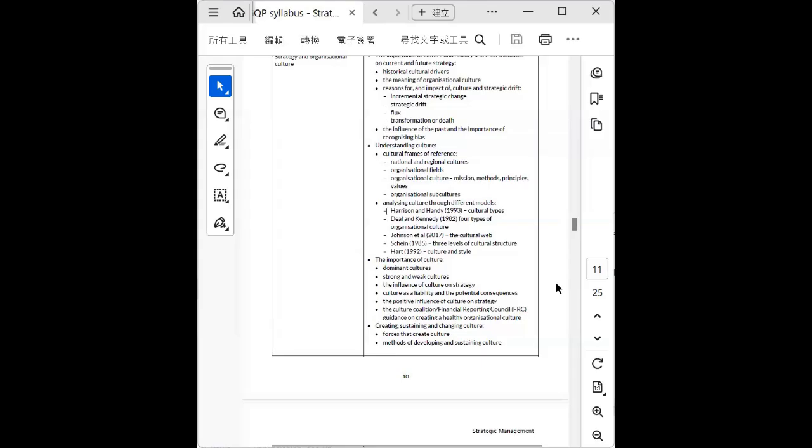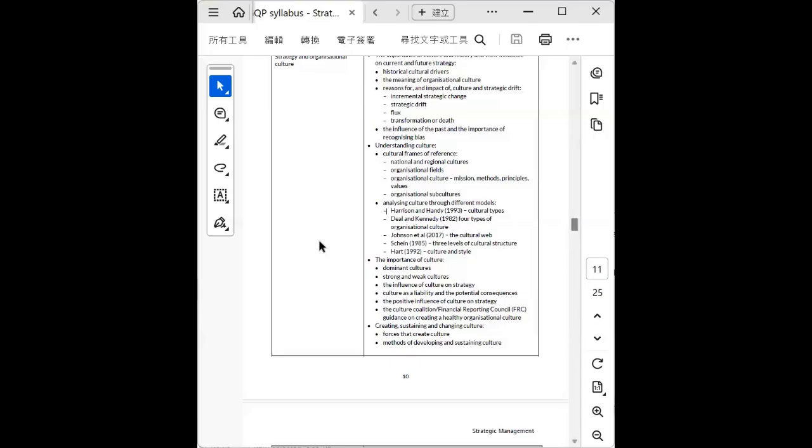And then finally is the person culture, in which the individual is at the center, with organizations existing to serve its members. This is commonly found in professional partnerships, such as law firms or medical practices, where autonomy and personal development are prioritized. The most common type of culture seen in the case studies would be power culture. Sometimes they ask about task culture as well.